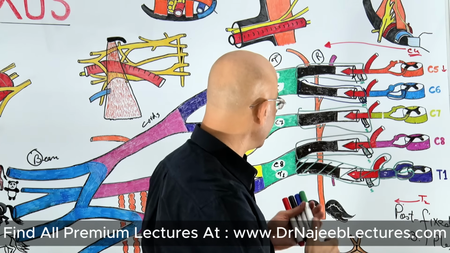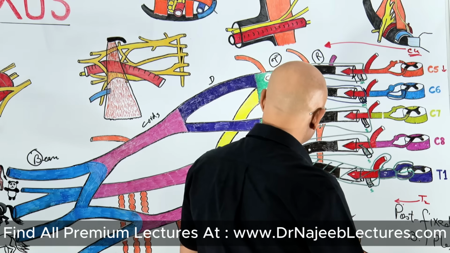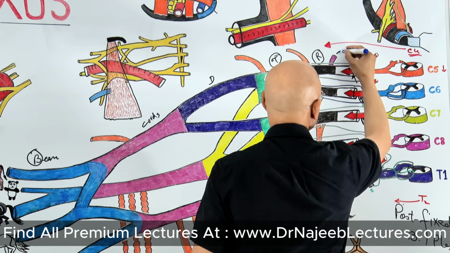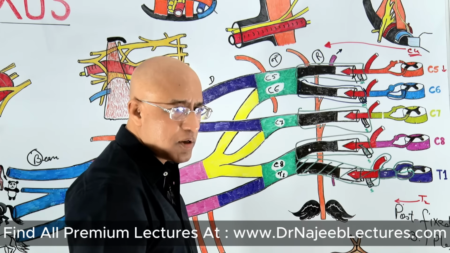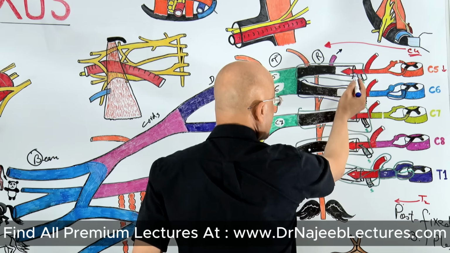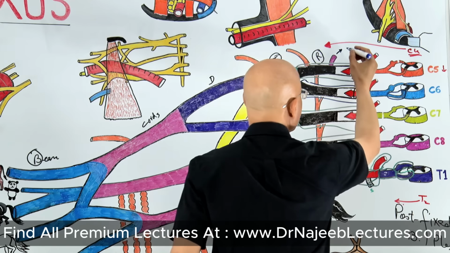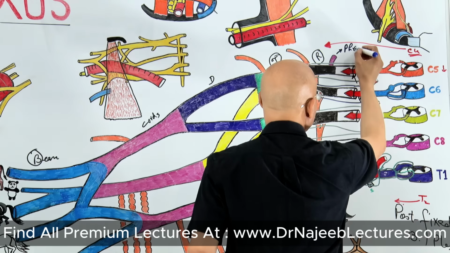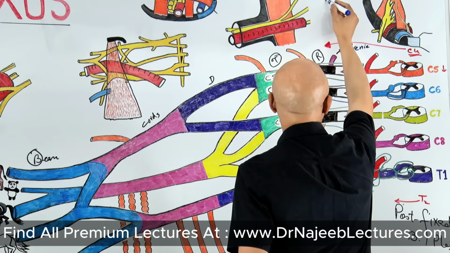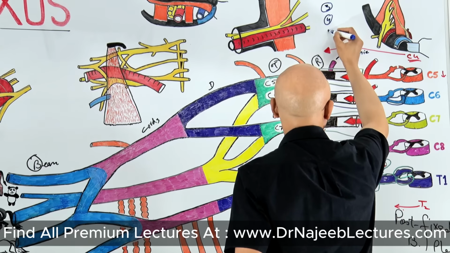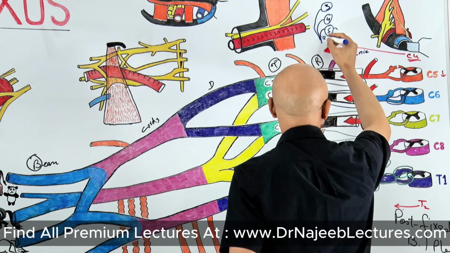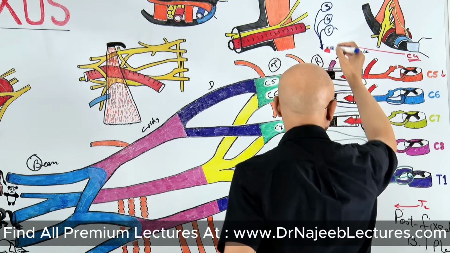Let me tell you. Number one difference is this C5 root. It gives some fiber, from the ventral root, to the phrenic nerve. Don't consider this dorsal root. Now, the phrenic nerve root value is C3, C4, and C5. These are the fibers which are making the phrenic nerve, and this nerve is going down.